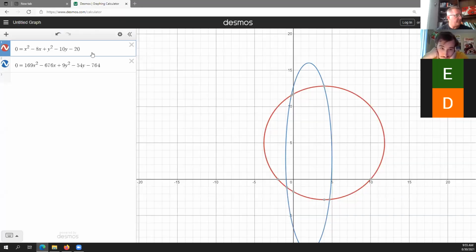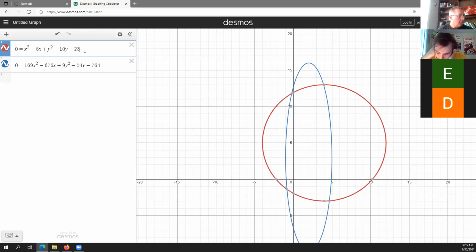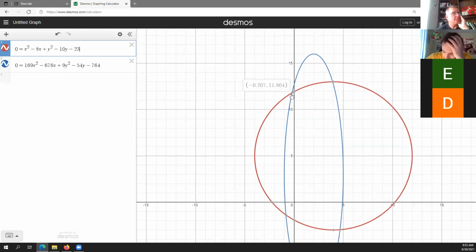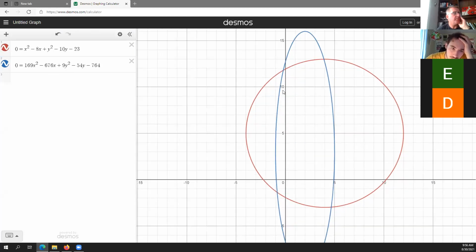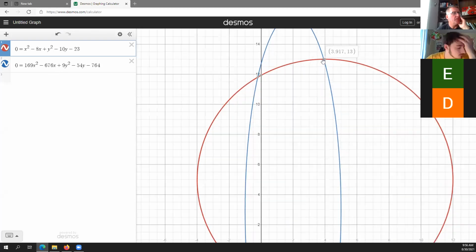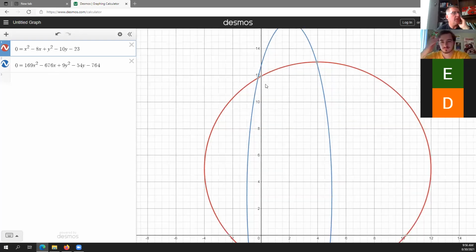Double checking my 2 graphs, x squared minus 10y minus... Oh, that was wrong. That was supposed to be 23. That seems like a pretty small mistake, though. Maybe it'd make a difference. Anyway, we're over time, but wow, I got to be careful there.